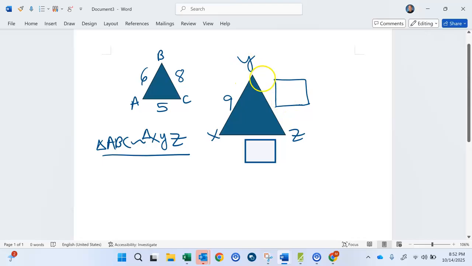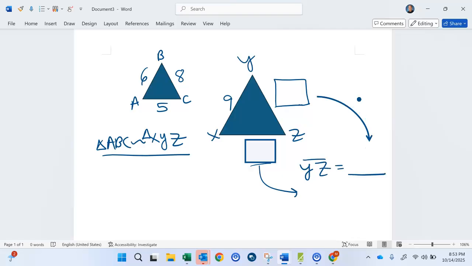Now we need to try to find out this side here, YZ, what is that equal to? And we also need to find out this side, XZ, what is that equal to? So we want to find out YZ. That's this one, and this one over here is going to be XZ. What are those equal to?